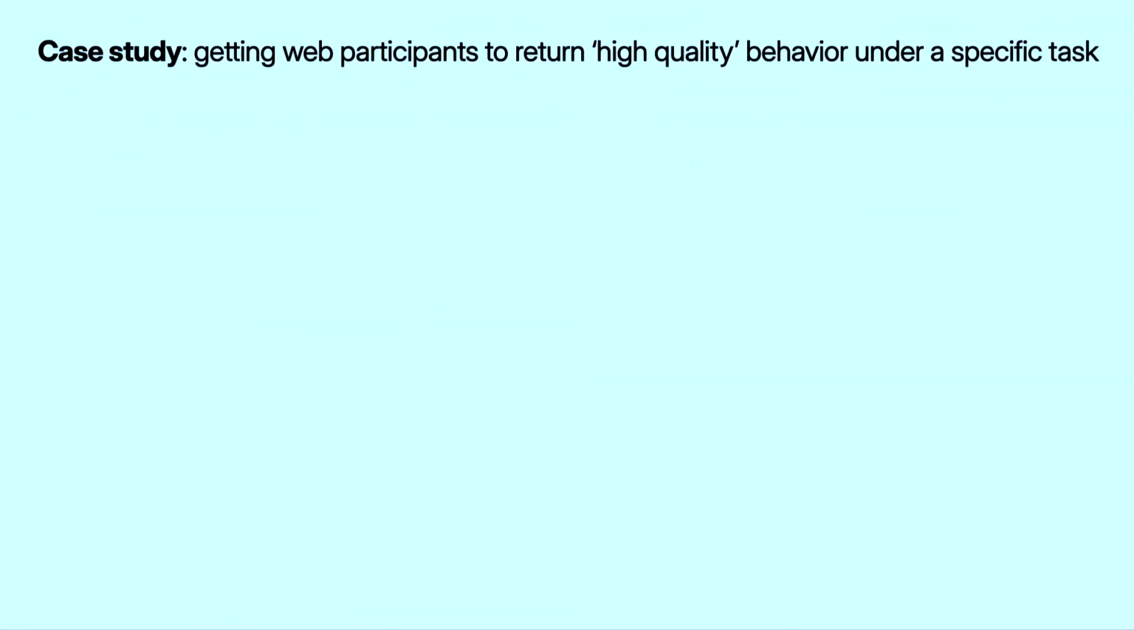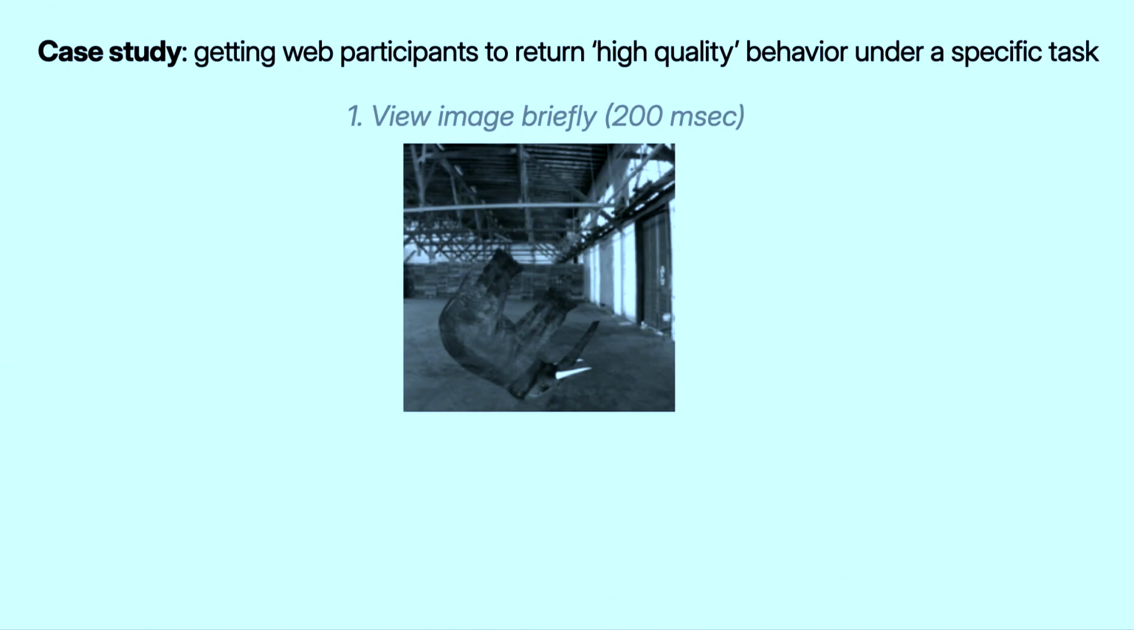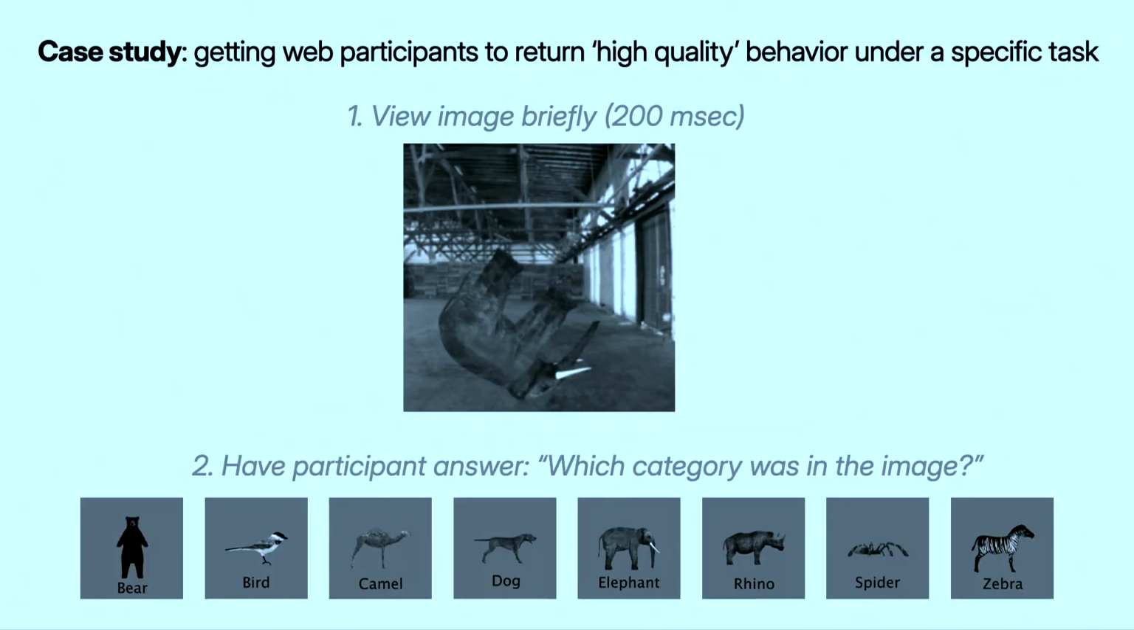And I'm going to ground things in a case study. So a particular type of behavior that I want to measure from people on the web. So the task is really simple. You show an image really briefly to a person, here for 200 milliseconds, and then ask them, which category of these 8 was present in the image. So that's the task. And we want to collect these sorts of responses across 40 different images of this type.